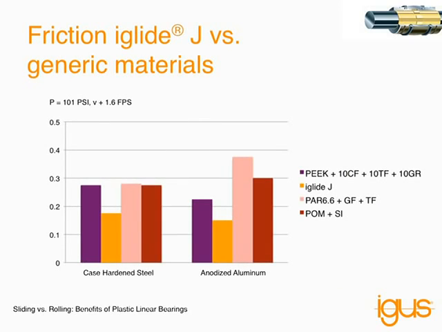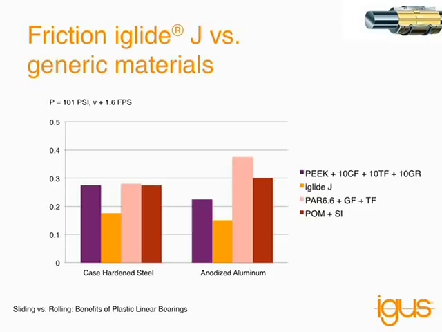So now I'm sure you're all very impressed with how we make plastic bearings and how plastic bearings work, but probably the most important parts of the presentation are coming up. This is a frictional comparison of a composite plastic we call iGlide J, which happens to be a linear bearing specialist for the Igus line of motion plastics. How the friction characteristics are different than more simple plastics on the right, such as PEEK or POM. You'll see that iGlide J has better friction on case-hardened steel, which is probably the most common linear bearing shaft material, as well as anodized aluminum.